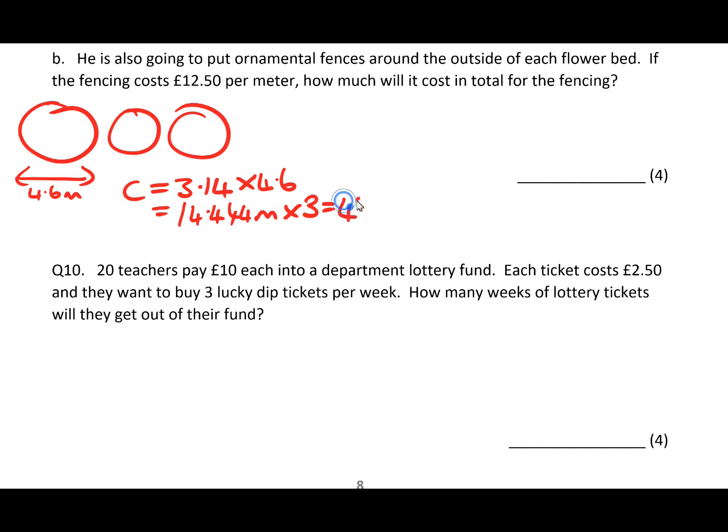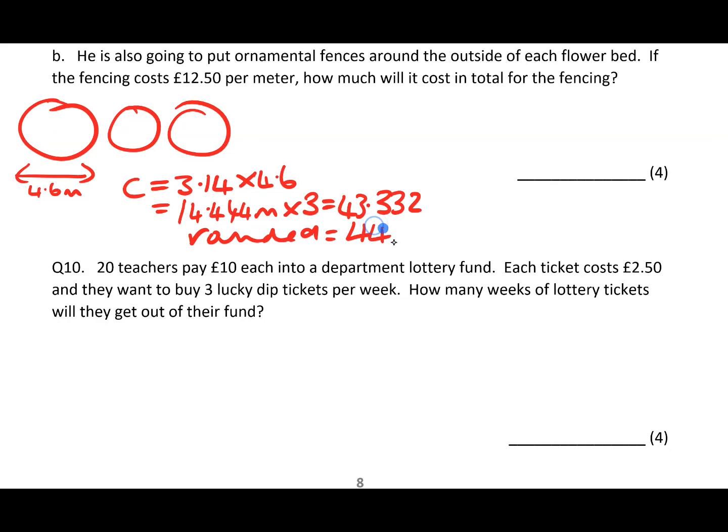So that's 43.332, rounded to the nearest meter, 44 meters. And at £12.50 per meter, put this in your calculator, get 550. So that's £550, worth 4 marks.